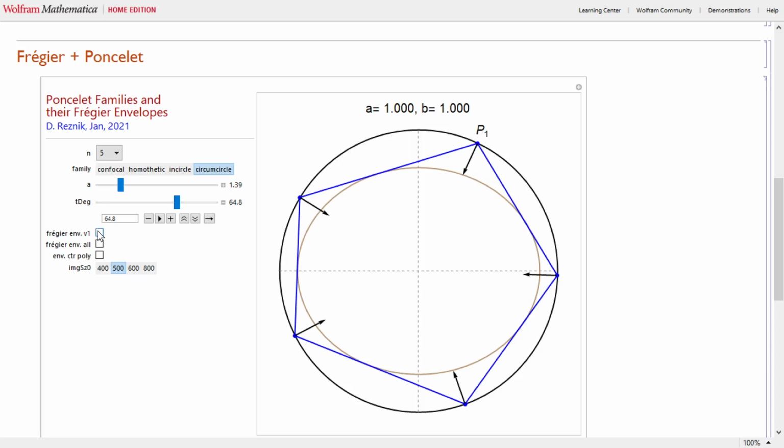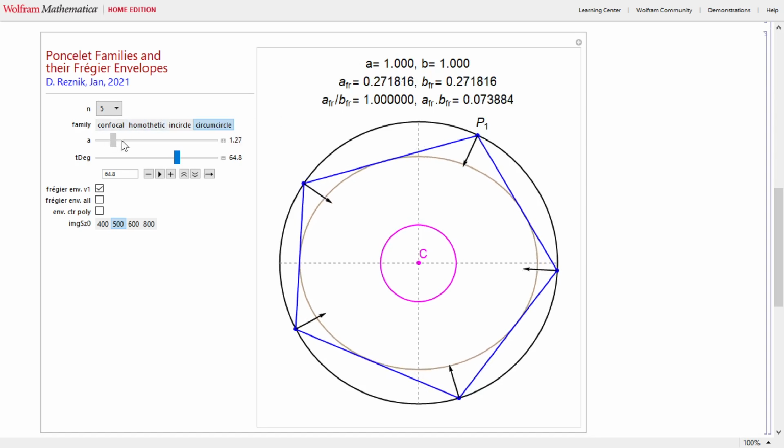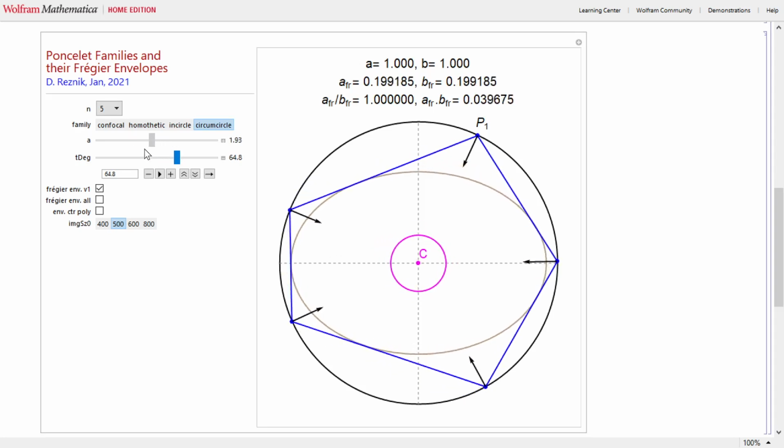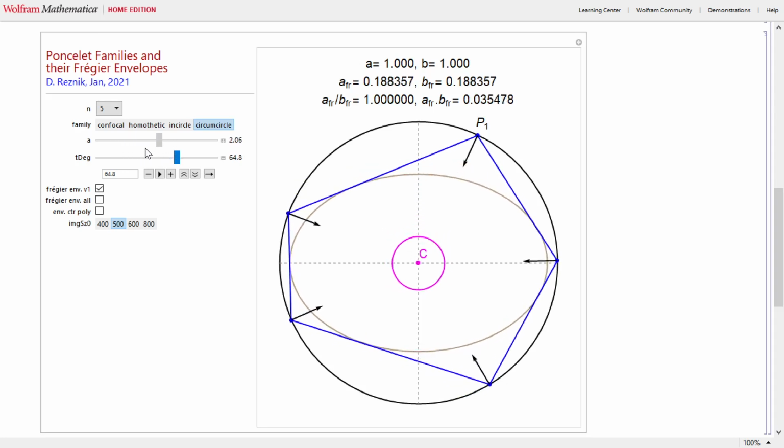So let's draw that circle. There it is. This is the Frégier envelope, or the envelope of the Frégier chords with respect to P1. Now it's a circle because I am on a circle. If I change the radius of the circle, I change my Poncelet family. I'm not actually changing the radius of the circle, I'm changing the aspect ratio of the inner ellipse, but from a scale-neutral perspective, this is equivalent to changing the radius of the outer circle.